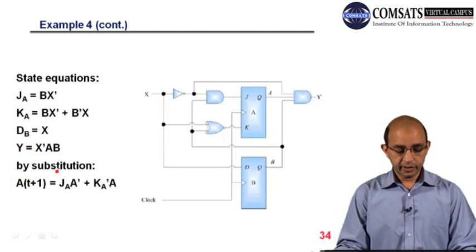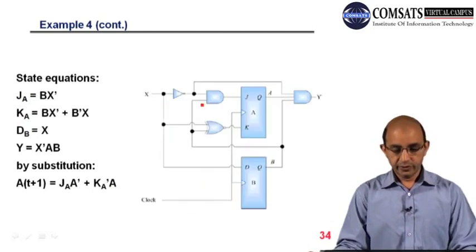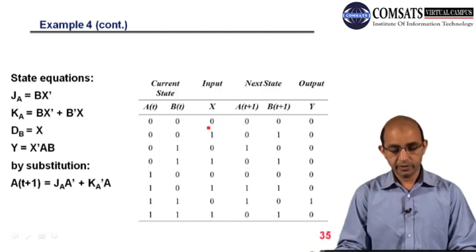After substitution, what we get is A, the next state, is this. So these are the state equations. Then what is next? As we have two flip-flops, having two outputs A and B, and one input, these are the combinations. Normally we mix the current state with the input, and then we have the next state.